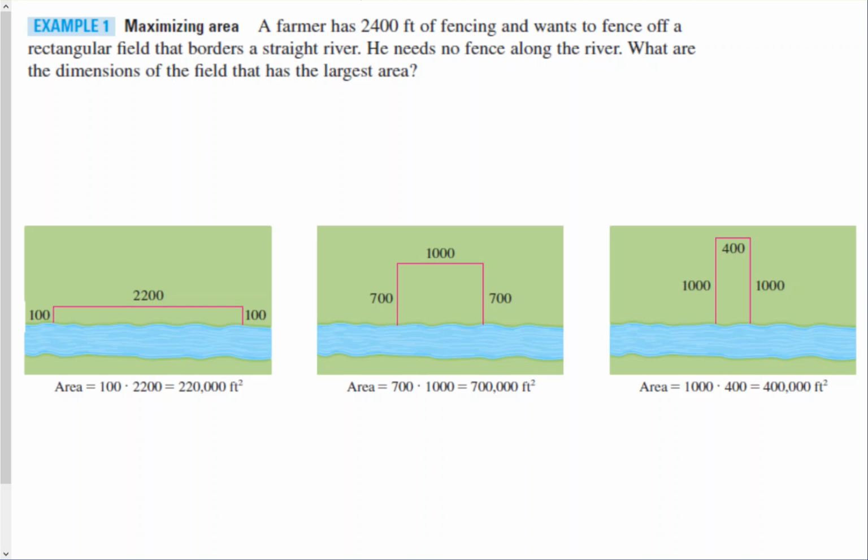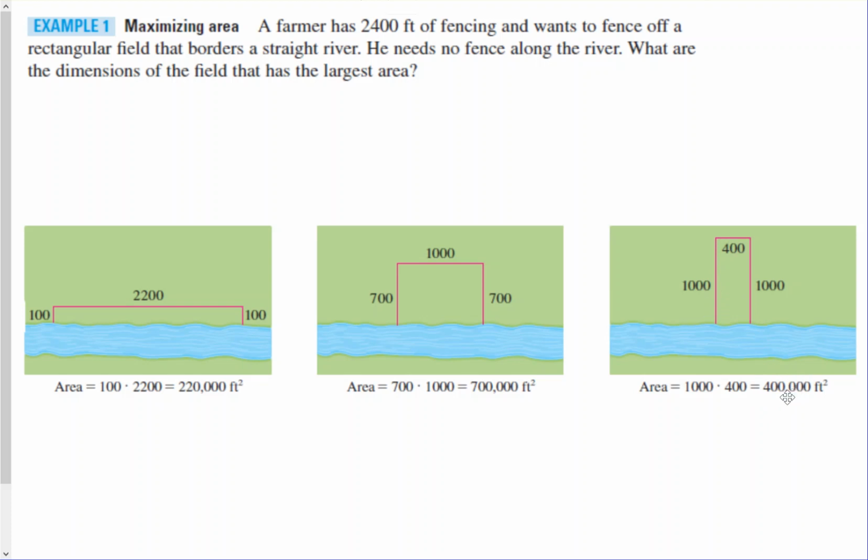If you go through some possible lengths of fencing that add up to 2,400 feet, you'll see that you could have an area that looks like this. That's 100 by 2,200, which gives us an area of 220,000 square feet. You could have an area that's 700 by 1,000, and its area is 700,000 square feet. You could have an area that's 1,000 by 400, and its area is 400,000 square feet.